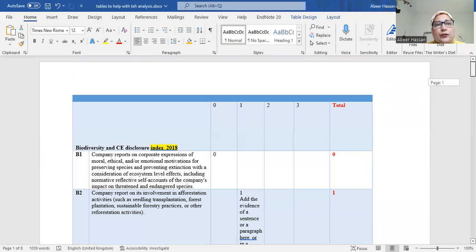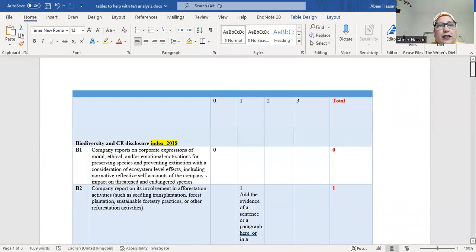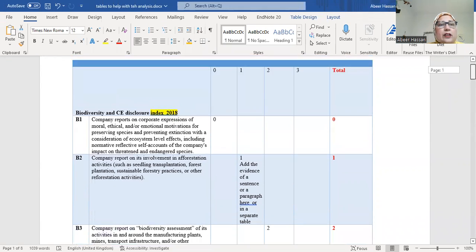I would really advise you to do every single year separately. So you do the analysis for 2018, do this table, and collect the data for your company, say Amazon, McDonald's, oil and gas companies, any company, and what the index is for 2018, and collect the data.